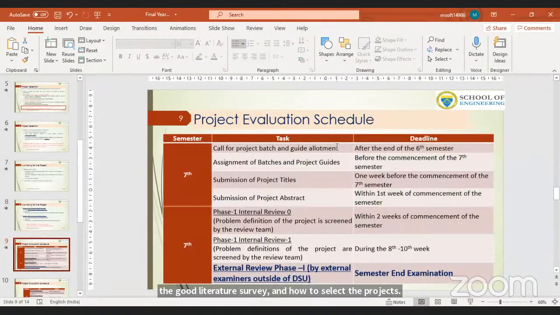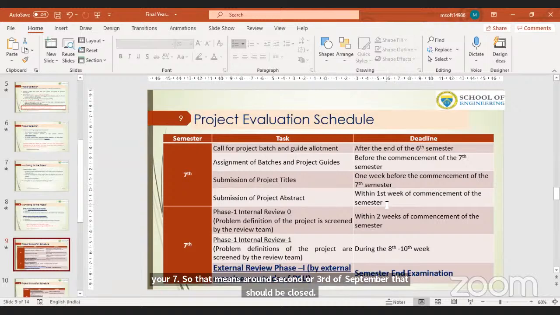Coming to the project evaluation schedule, as we are starting the 7th semester, we have a call for the project batch and the guide allotment before the commencement of the 7th semester. So today itself, you will be getting all the Excel sheets with a deadline of 15 days to complete that. So by mid of August, your team, the project guide selection and the domain of the project should be selected. Project titles we would want within the very first week of your 7th semester. So that means around 2nd or 3rd of September, that should be closed.